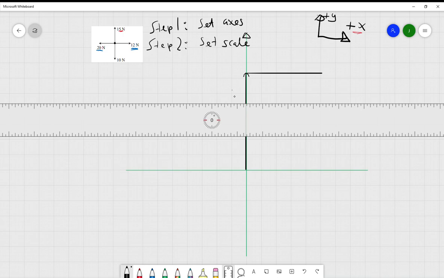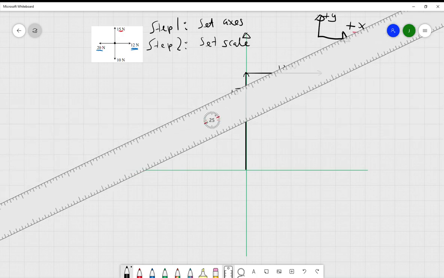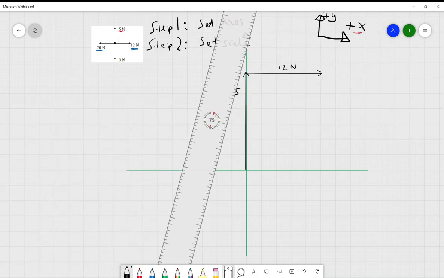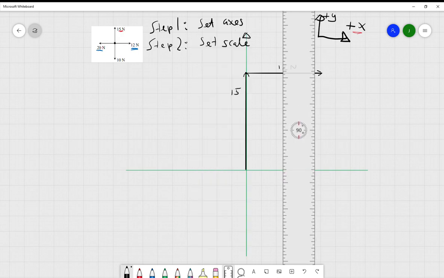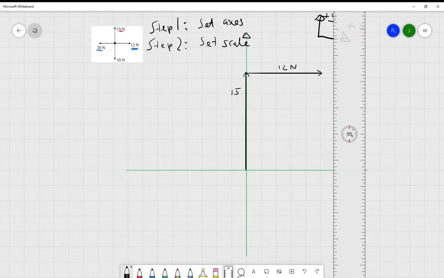So this is our 15 Newtons. This is our 12 Newtons. Just put a little arrow here. So it's going from here, so we're drawing the start of it, force vector, all the way to here. So next one that we'll do is 10. Again, the directions are easy, it's just 90 degrees. Okay, and we'll move it, try and get it right on here.